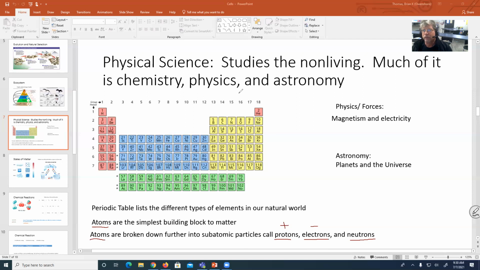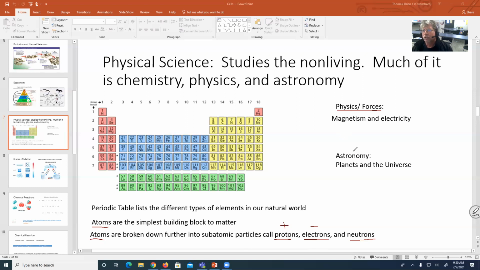When it comes to physics, a lot of times physics involves what we refer to as forces of nature, you know, lightning or electricity, magnetism. In our world, we have what's called the North Pole and the South Pole, and this concept of magnetism.